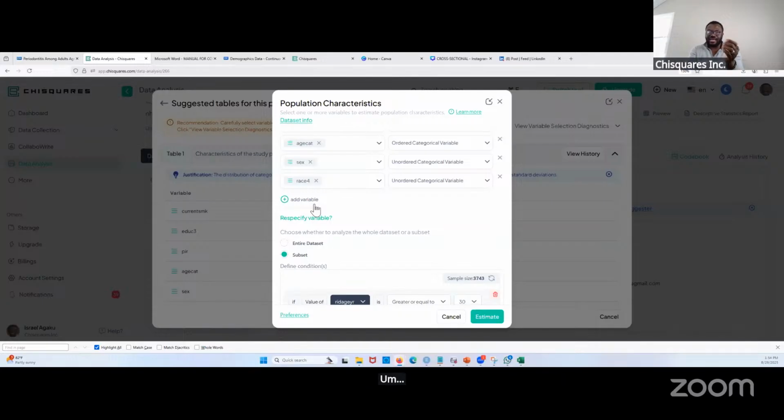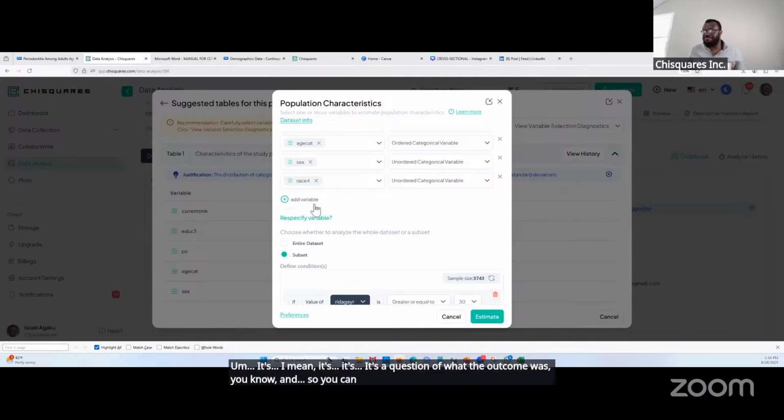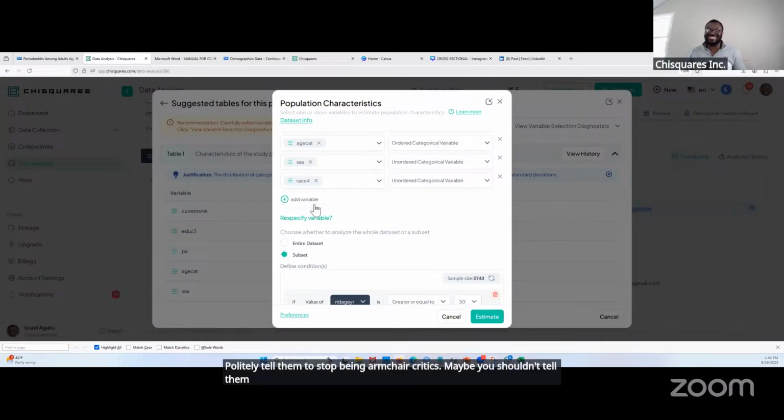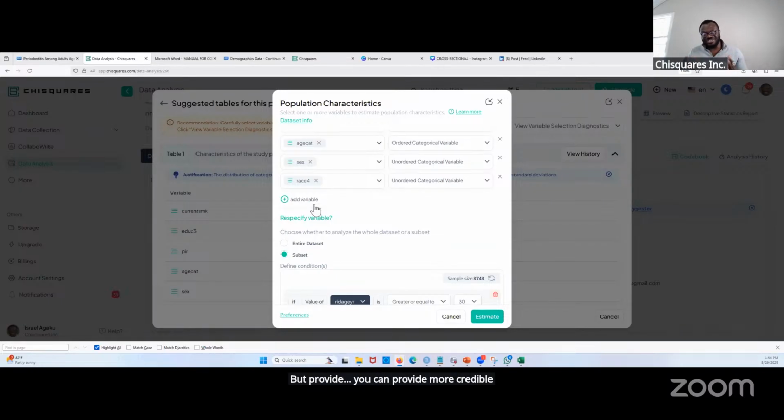It's a question of what the outcome was, and so you can educate the panel on why it is not too small. You can perhaps show them what went into the formula, and you can perhaps ask them what they will change. Politely tell them to stop being armchair critics. Maybe you shouldn't tell them that. But you can provide more credible evidence of what you did, right?